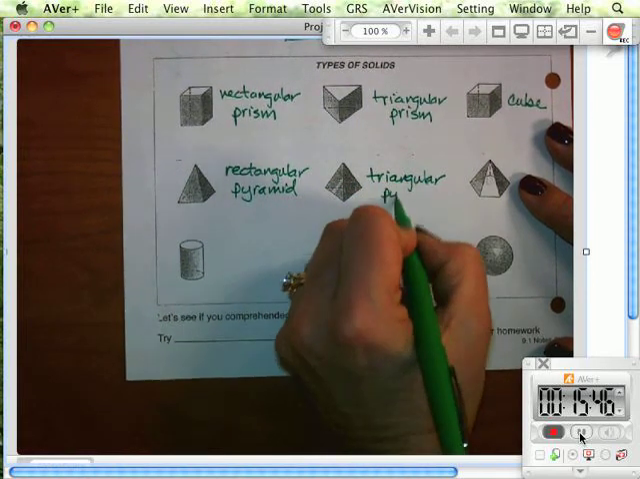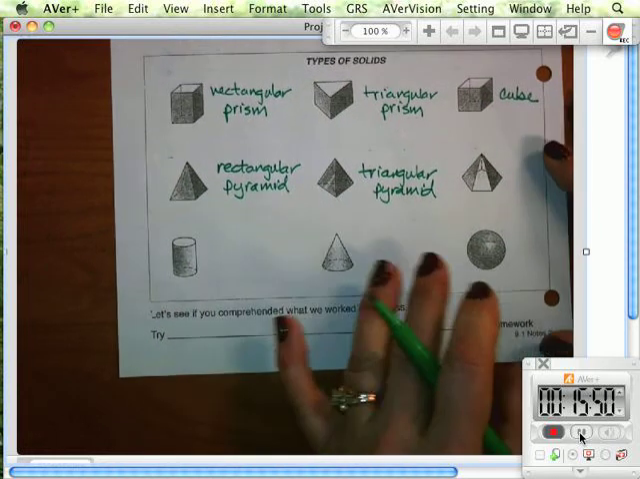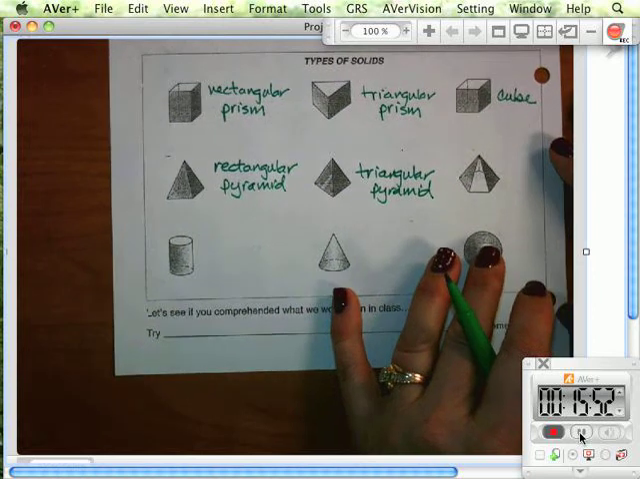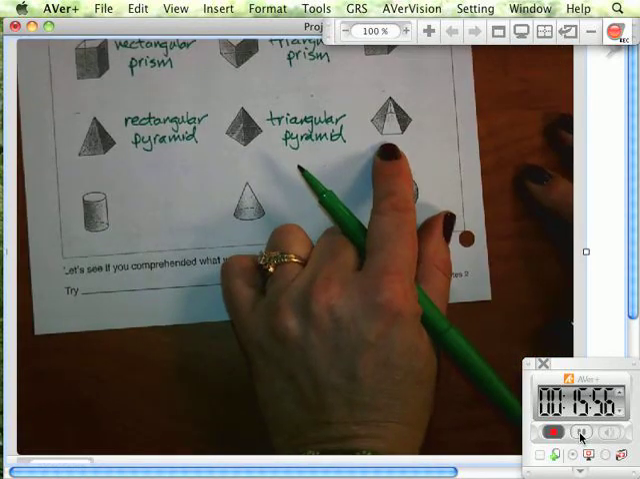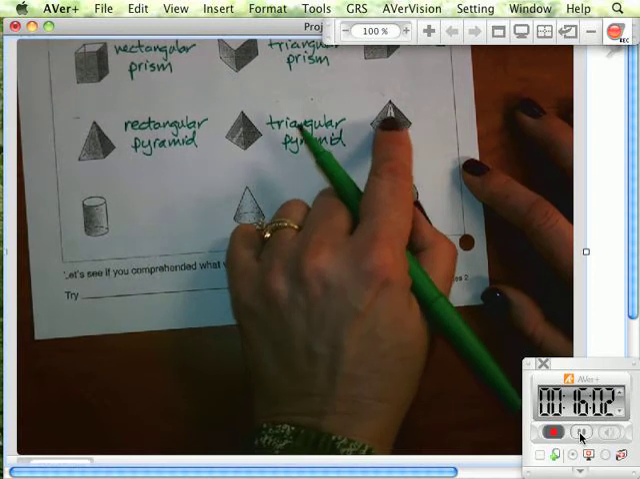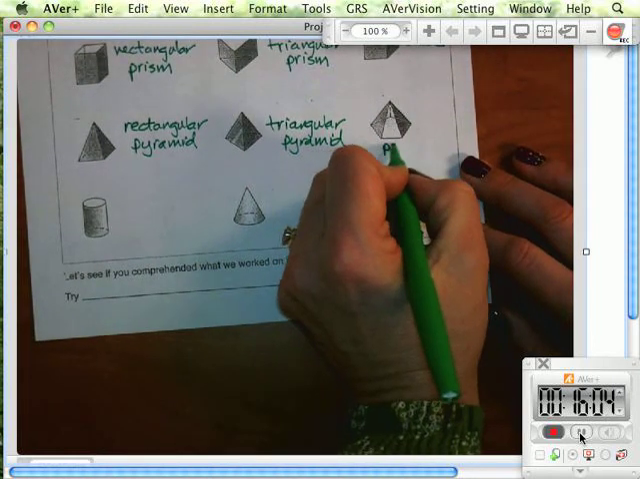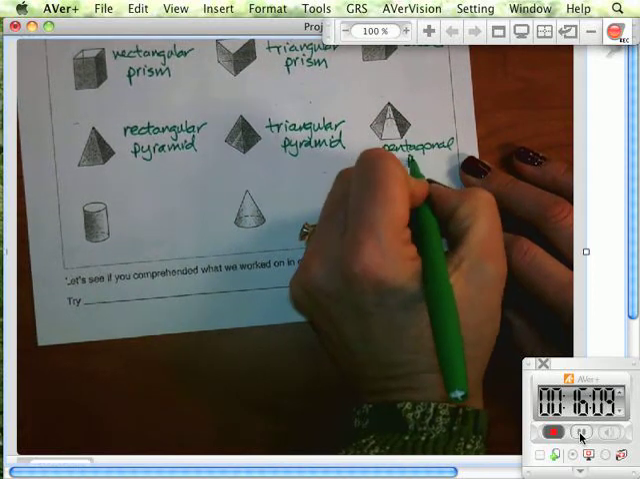What do you think this one would be called? Very good. Pentagonal what? Pyramid. 1, 2, 3, 4, 5. The base is a pentagon, so I'm going to call it a pentagonal pyramid.